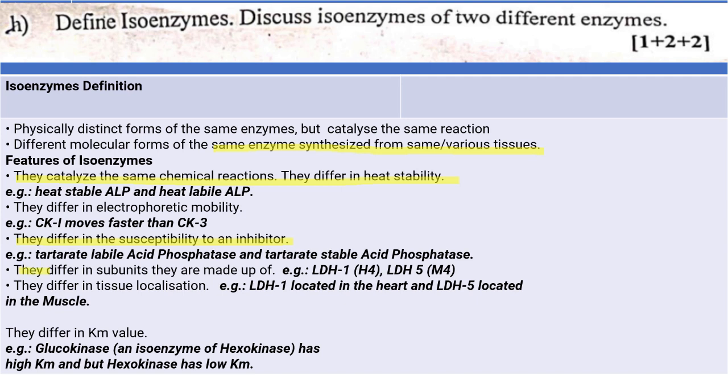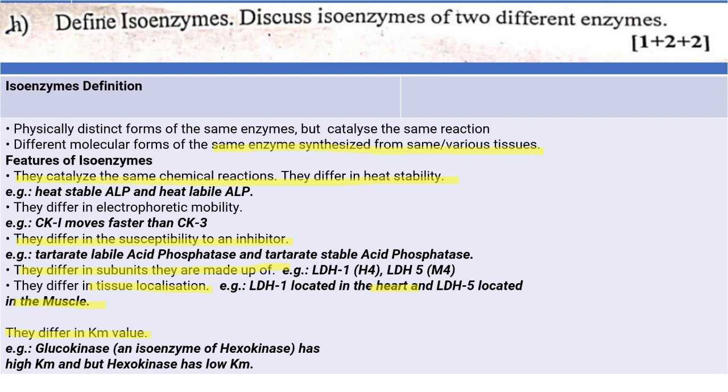They differ in their subunits. Each has different subunits, as we have seen in LDH1 and LDH5. They differ in tissue location. Their tissue location is also different, for example LDH1 is located in the heart and LDH5 is located in the muscle. They differ in Km value. Their Km values are also different, for example glucokinase, which is an isoenzyme of hexokinase, has a high Km value, but hexokinase has a low Km value.